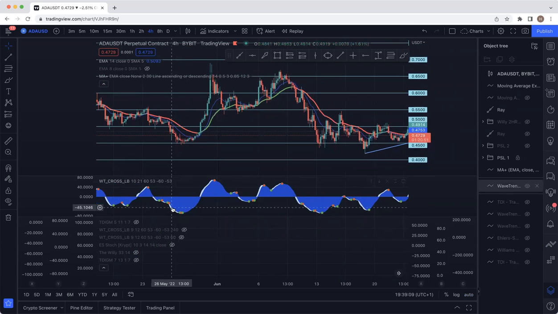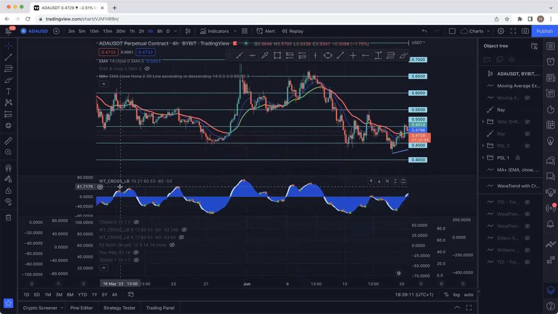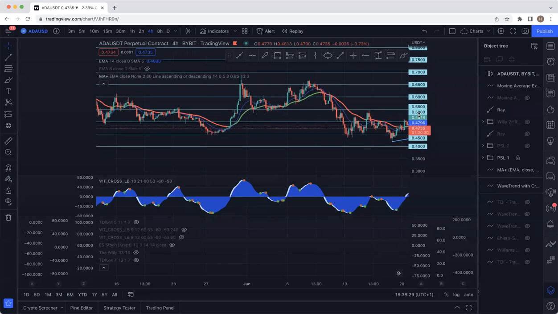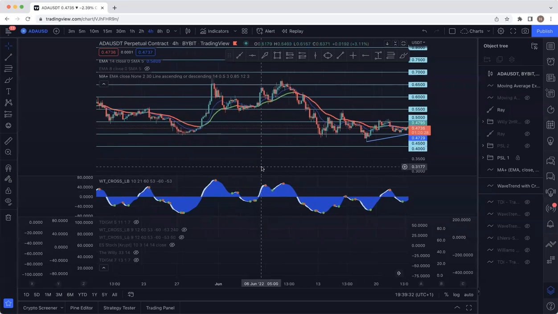So this indicator is called the WT cross. In fact, I bought an indicator which is literally the same, but it has other things in it. We call it the Market Cipher indicator. But we discovered that this indicator is really the same. It's replicating most of its properties. But how it works is very, very simple.